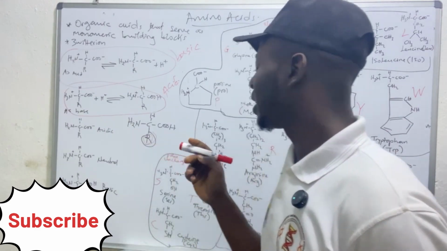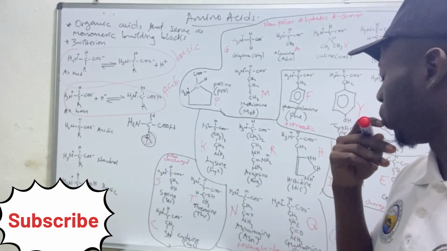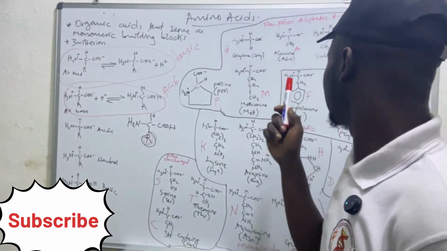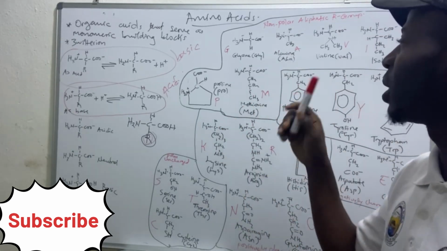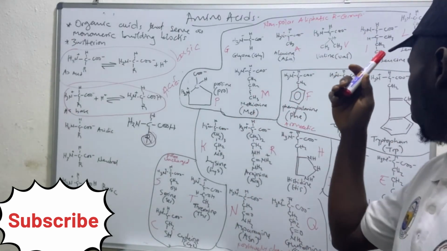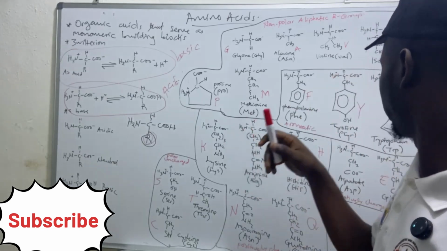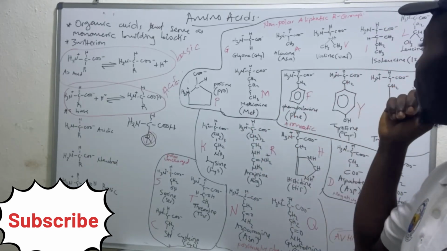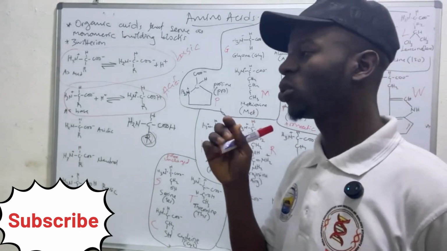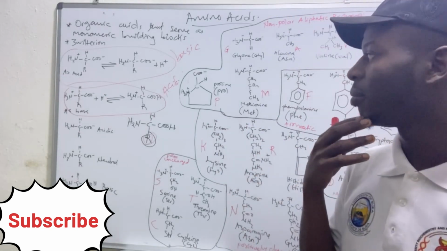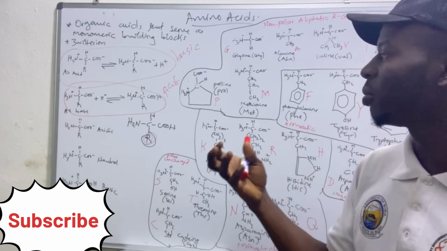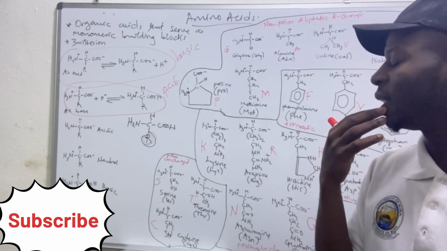Now, some of the essential amino acids that we know, we have alanine, which is an essential amino acid. We have valine, we have histidine, we have isoleucine, we have leucine, we have methionine, we have proline, we have tryptophan and tyrosine. So those are some of the essential amino acids that cannot be synthesized by the system. They can only be gotten from the food that we eat.